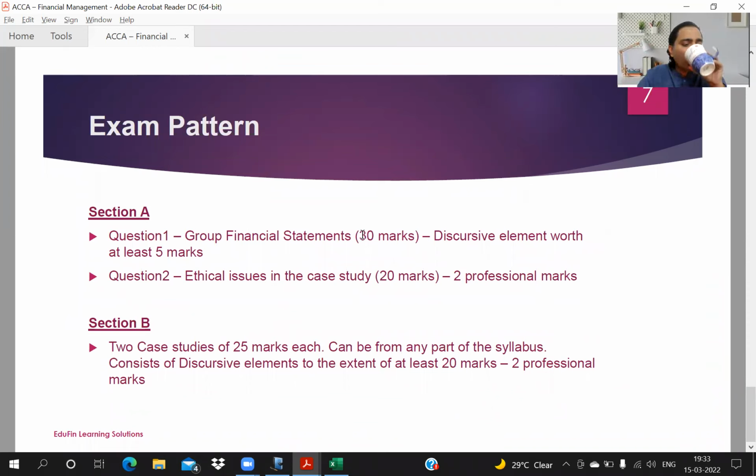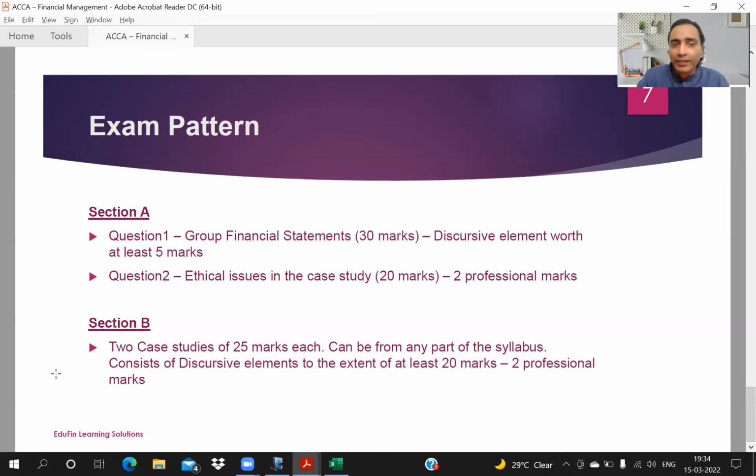So collectively, it would be 50 marks. 30 plus 20, 50 marks would be your section A. Now, in ethical issues, again, there would be almost no number crunching, no calculations. Almost, I'm saying; here and there, you might need to do some ratio analysis or some quick calculations, but the majority of it would be writing a kind of report. So writing skills would be very important to pass the SBR paper, exactly like for any other professional paper. Some of you have attempted AFM, so you understand how important those writing skills are. That would help you in question number 2 as well.